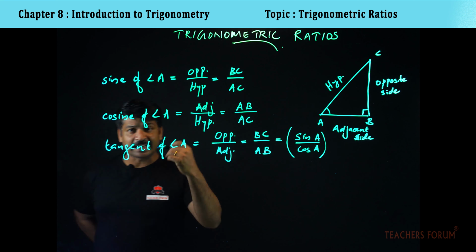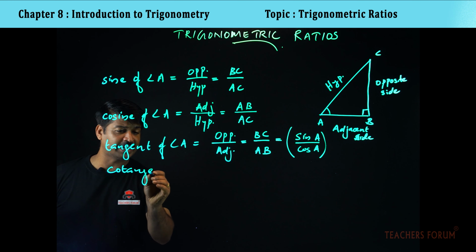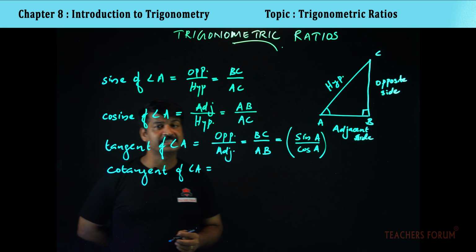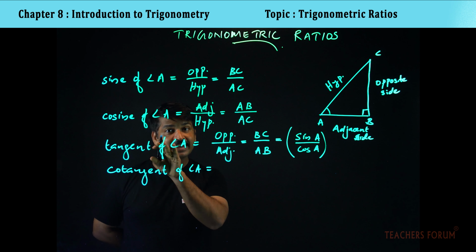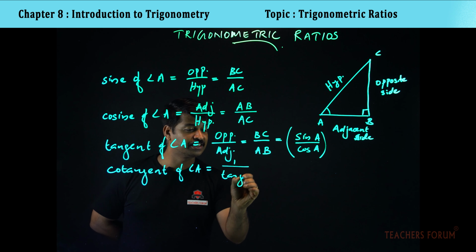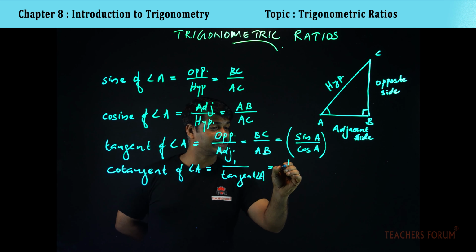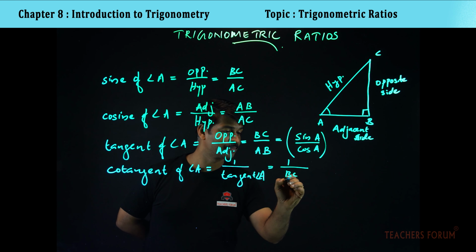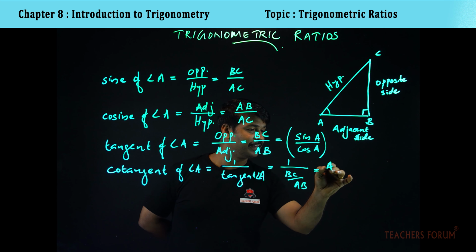Now we are going to discuss the next trigonometric ratio, that is cotangent of angle A. Cotangent of angle A is defined as the reciprocal of tangent of angle A. So you can write it as reciprocal of tangent A. What is tangent A? Tangent of angle A, that is BC by AB. So what will be the reciprocal? Reciprocal will be AB by BC.